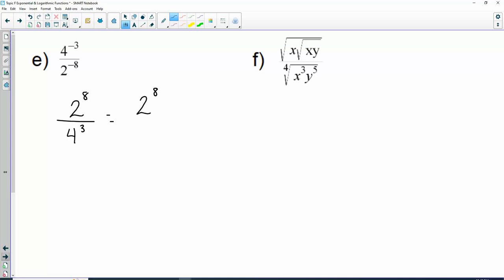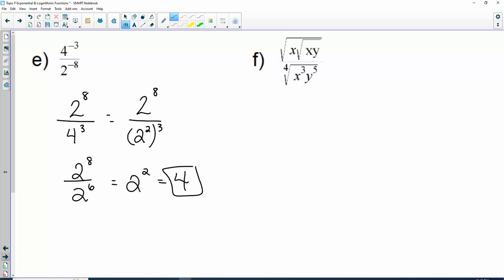So you said change your 4 to 2 squared. Do we all agree that 2 squared is the same as 4? And how does this help me? Because you can find a common base. So the top is 2 to the 8. On the bottom, this is 2 to the 6. When we divide, what do we do with our exponents? Subtract. So you have to get that common base before you can use those exponents.